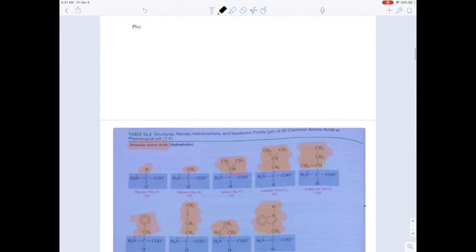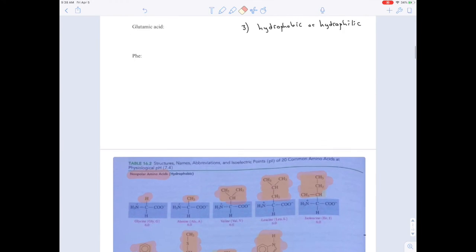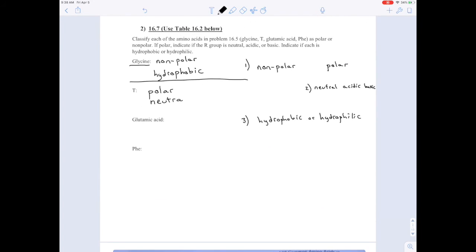And is it hydrophobic or hydrophilic? Well, anything that is polar is hydrophilic. It loves water because water also is polar. So this will be hydrophilic.